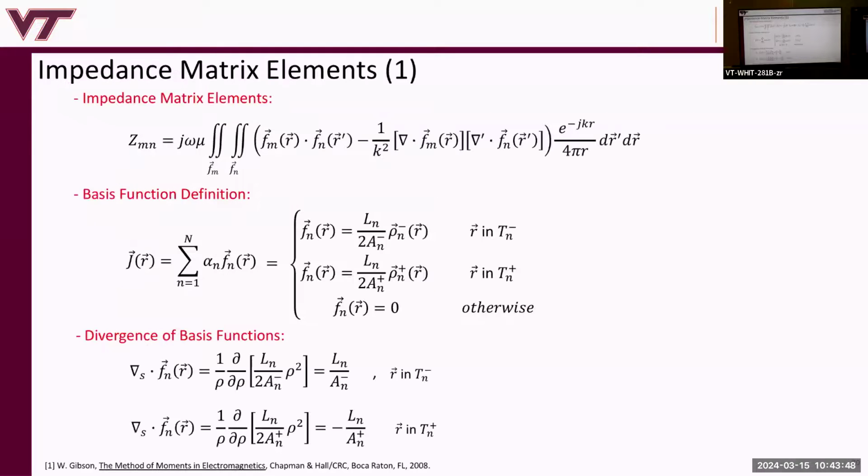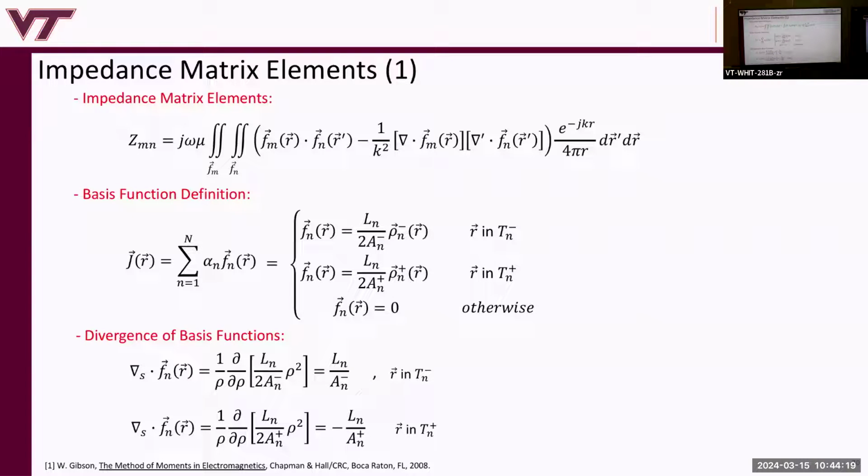Okay. So let's see how to calculate these. We derived the impedance matrix in the following expression here. We move the derivatives onto the testing and the basis functions. And now we need the divergence of f_n and f_m. And these are the divergences here, right? We calculated these when we first introduced the basis functions being divergence conforming, and we can plug in these two expressions for these two terms here.